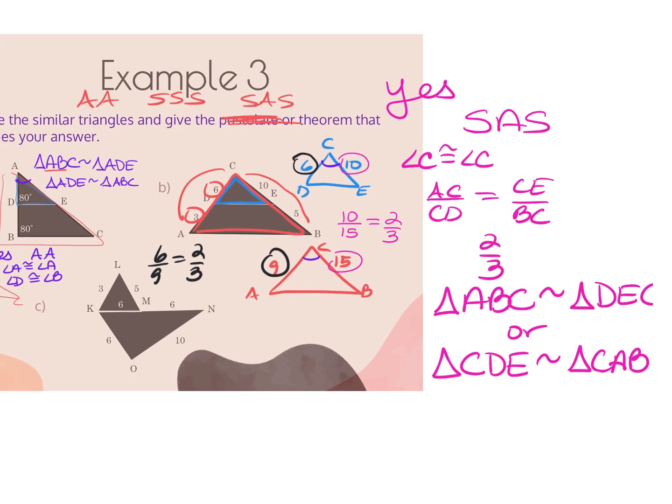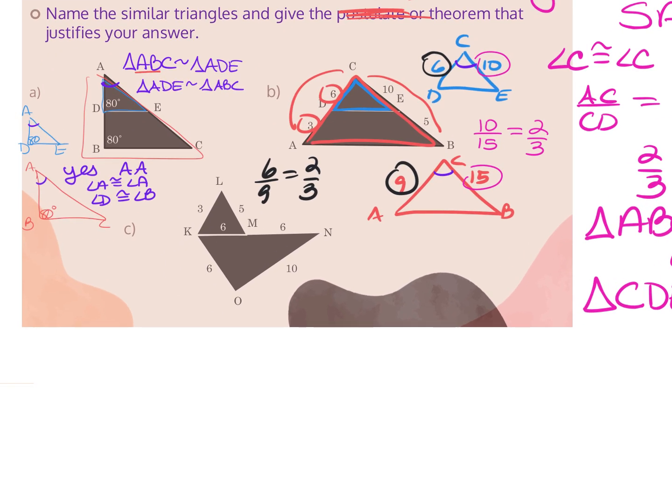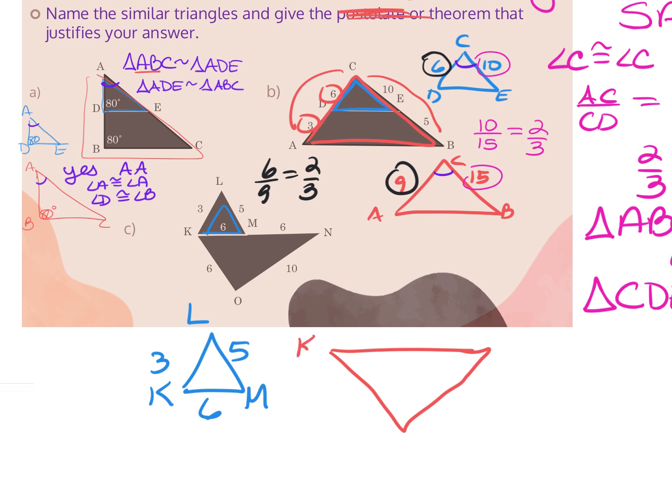The last one has a bunch of sides on it, no angle information. So this one is a clue to me that I'm going to probably use side, side, side if they're proportional. So again, the top one, LKM, 3, 5, and 6, compared to the big one on the bottom, the KNO, 6, 10. Now to find the length of KN here, I need to add 6 plus 6. So this side is 12.